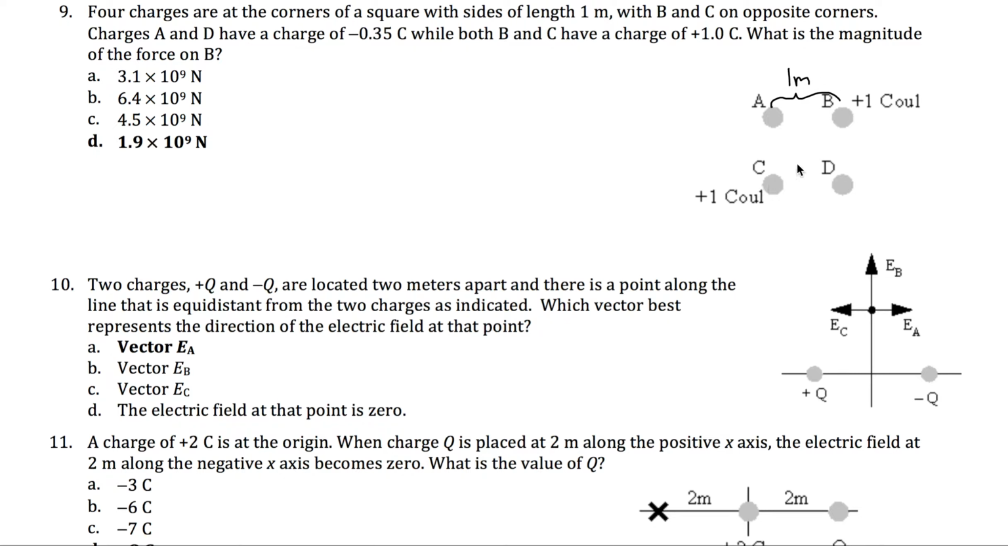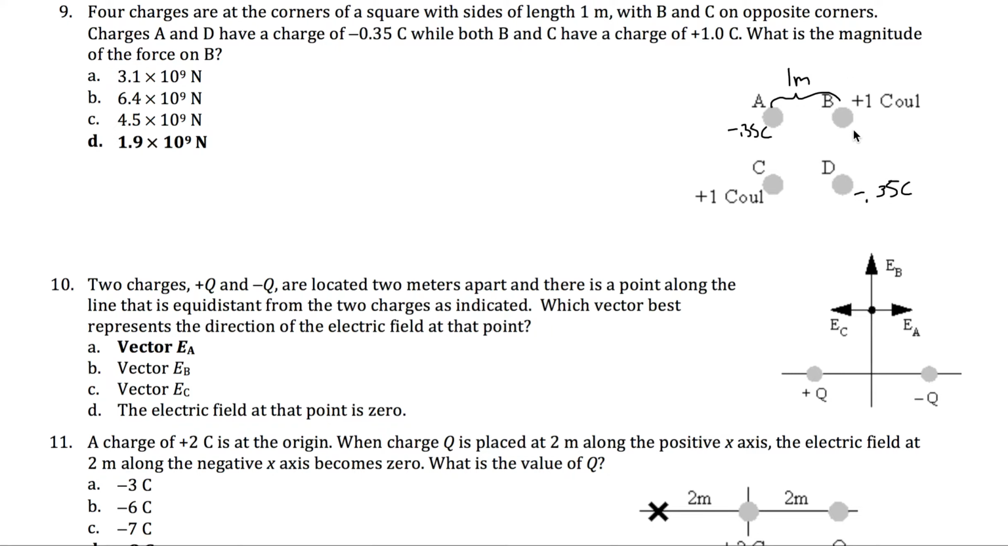B and C are opposite corners. A and D have a charge of negative 0.35 coulombs. And B and C have the charge of 1 coulomb that's already drawn on the paper there. What's the magnitude of the force on charge B? So we'll just call all these charges QA, QB, QC, and QD.